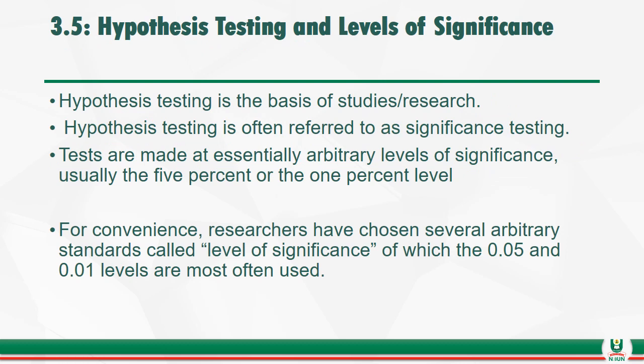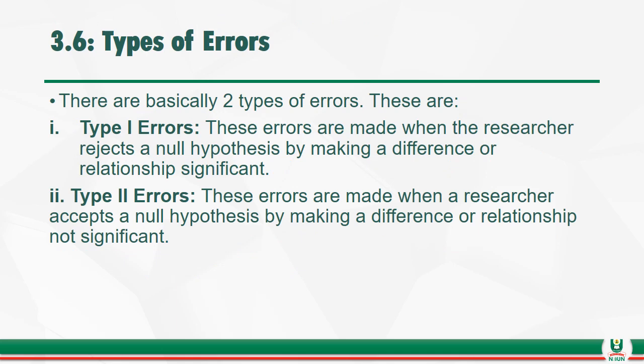Hypothesis testing and levels of significance. Hypothesis testing is the basis of research. Hypothesis testing is often referred to as significance testing. Tests are made at essentially arbitrary levels of significance. Usually, we have the 5% level and we also have the 1% level. For convenience's sake, the arbitrary standards called levels of significance, which are usually used by researchers, are the 5% and the 1% levels of significance.